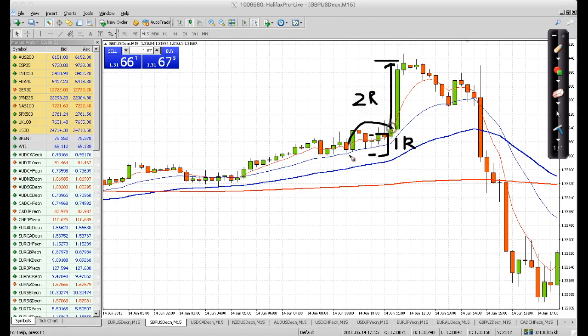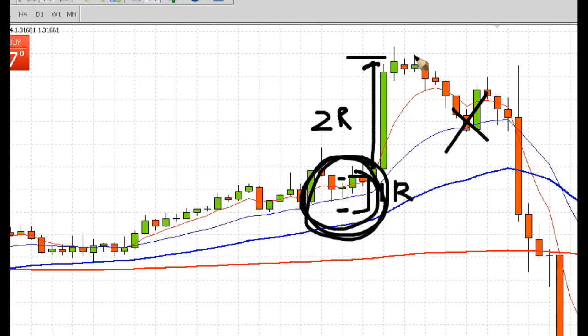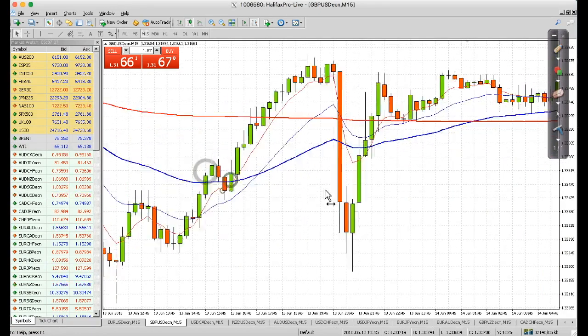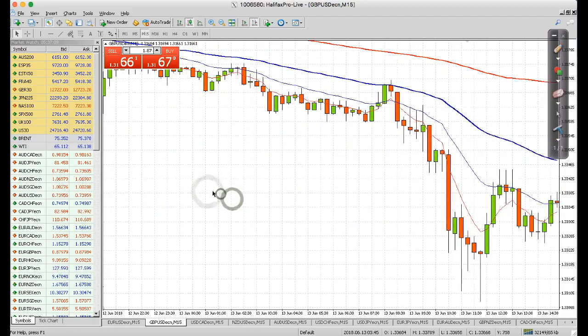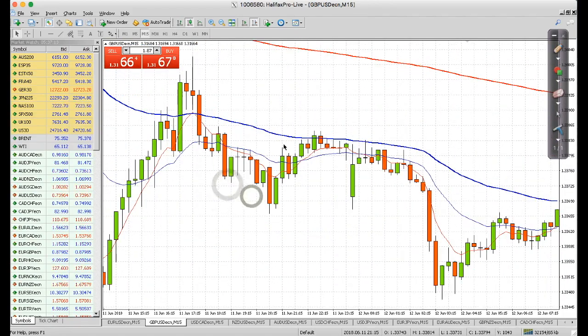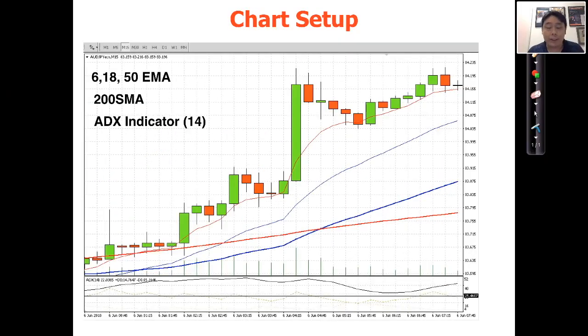So this was a valid entry, but the earlier one was not because of the fact that it made a new high over there. I do hope that makes it a bit clearer for you on how I identify these bull flags surfing on an uptrend. Let's go back to the slides. We're back on the slides.